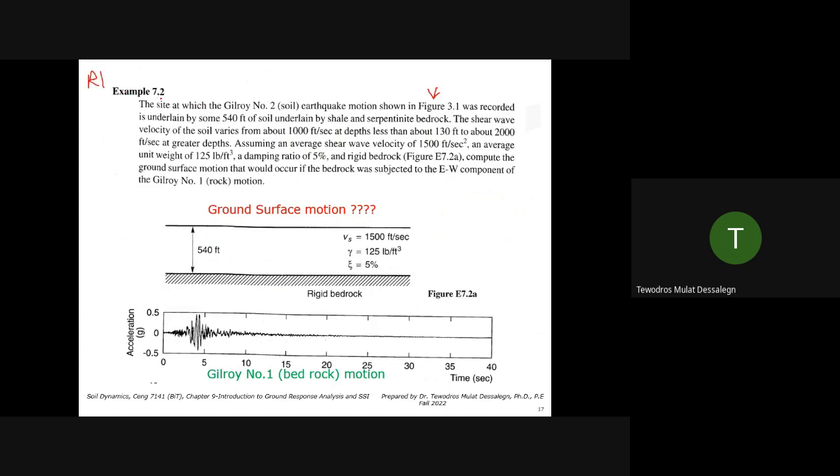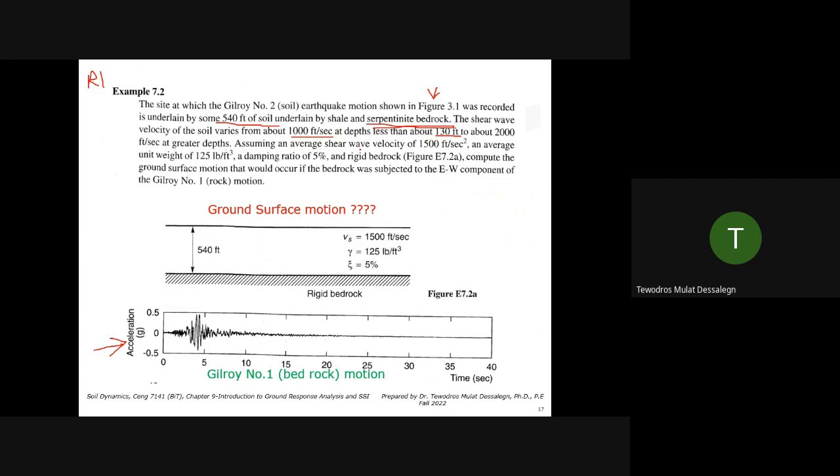So if you see example 7.2, it has this input motion. The Gilroy number 1 bedrock motion was recorded, and the site is underlain by some 500 feet of soil, underlain by shale and serpentinite bedrock. This is a kind of bedrock, I don't know myself. The shear wave velocity of the soil varies from about 1,000 feet per second at depths less than about 130 feet to about 2,000 feet per second at greater depths.